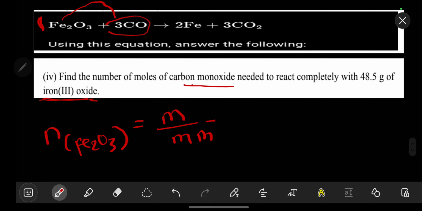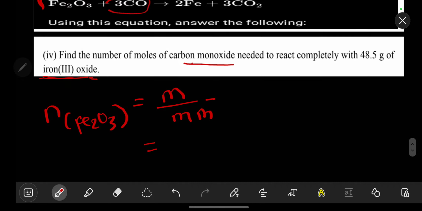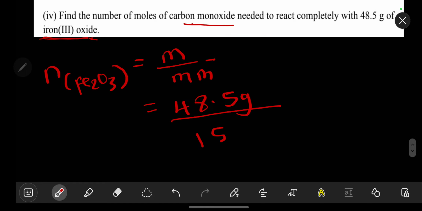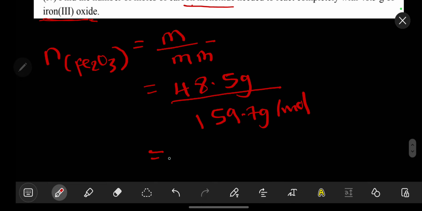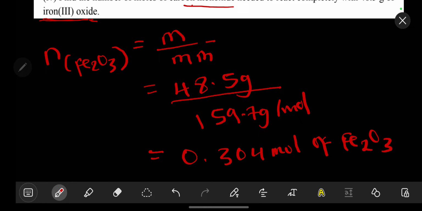Remember, what we are looking for is the number of moles of our Fe2O3. So we have our mass, which is 48.5 grams, over our molar mass. Our molar mass of this, we found it to be 159.7 grams per mole. When we divide this, we get a value of 0.304 moles of our iron(III) oxide. So this is the number of moles that are present in that amount.